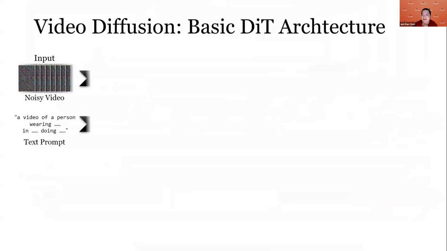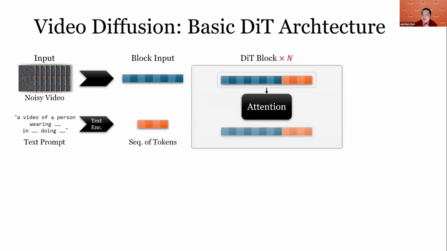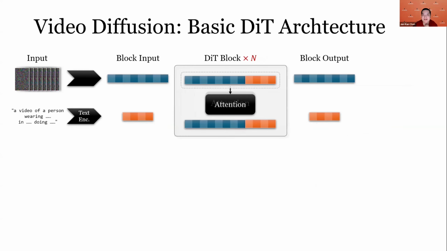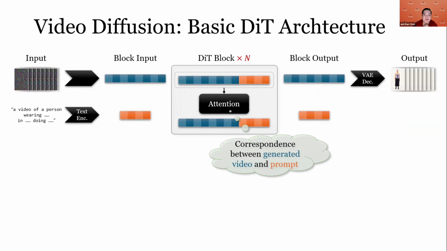In a typical diffusion model, we take the noisy video and text prompt as the input, encode them into token sequences, and feed them into diffusion transformer or DiT blocks. Within each block, the 2 sequences are concatenated together for self-attention, then split again before passing to the next block. Finally, the video token sequence is decoded into the output video. In this straightforward design, we observe that self-attention learns the correspondence between video and prompt, allowing them to fulfill the instruction.